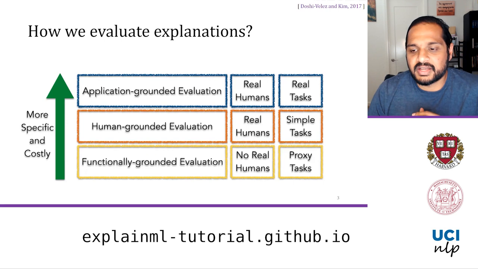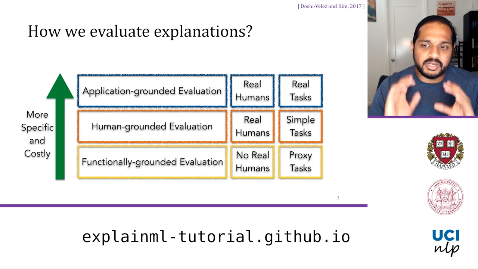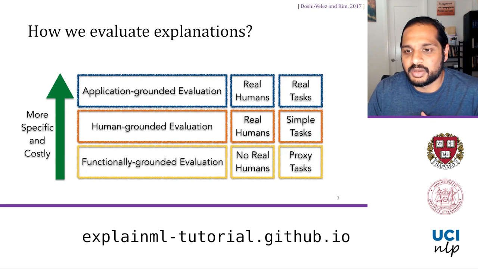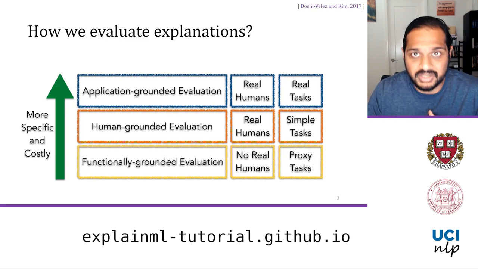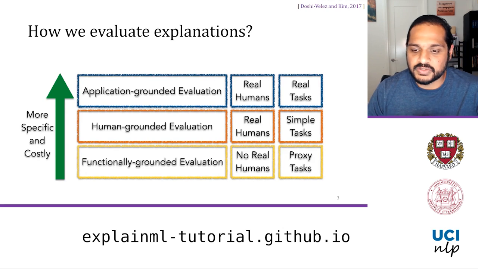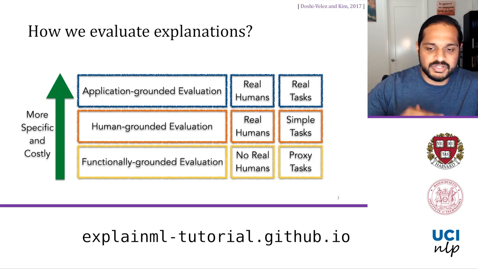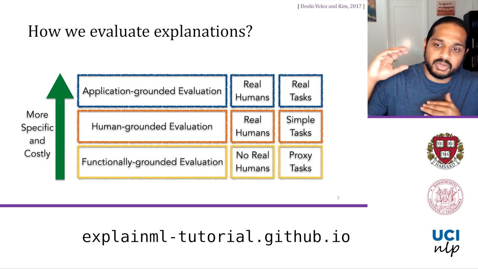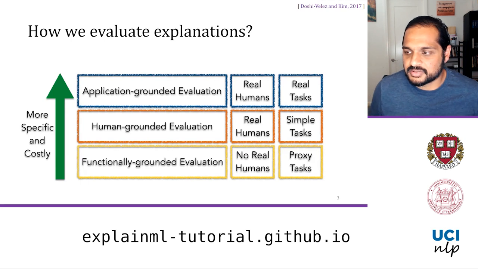A slightly higher level than that is human grounded evaluation, where you're definitely evaluating with real humans, since evaluating interpretability is a big part of it. But the tasks are a little bit simplified from what you would face in the real world. And the one at the very top is an application grounded evaluation, where you take your explanations and actually deploy them with real humans on real tasks that they care about, right? And so at the very low level, you have the cheapest way of doing it. Then you have crowdsourcing or user studies where you can recruit people, all the way to application grounded stuff. Of course, we want to get to the top, but there are practical constraints.